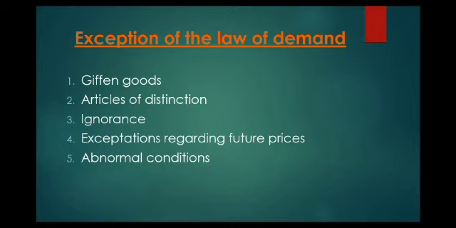Point number 4 is expectations regarding future price. When price of a certain good is rising today and the consumers expect a future rise in the price, they will buy more of it and store it up despite the increase in its price. Similarly, when the consumers expect a large fall in the price of a commodity in future, they will postpone their purchase even when its price falls today.